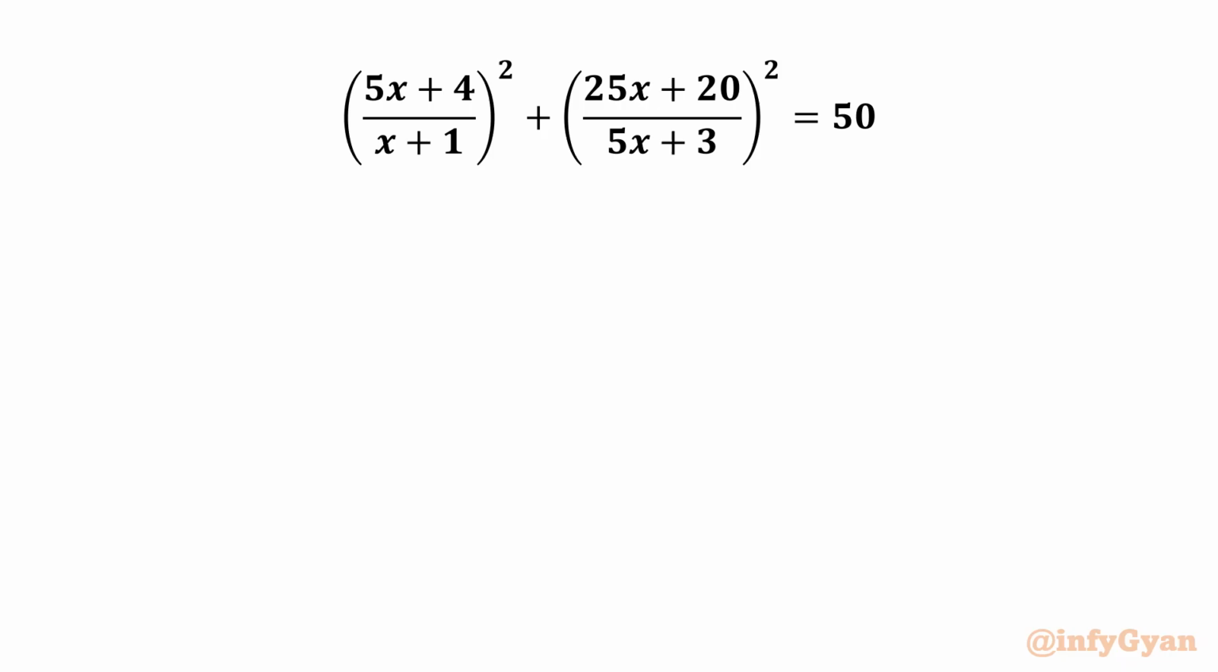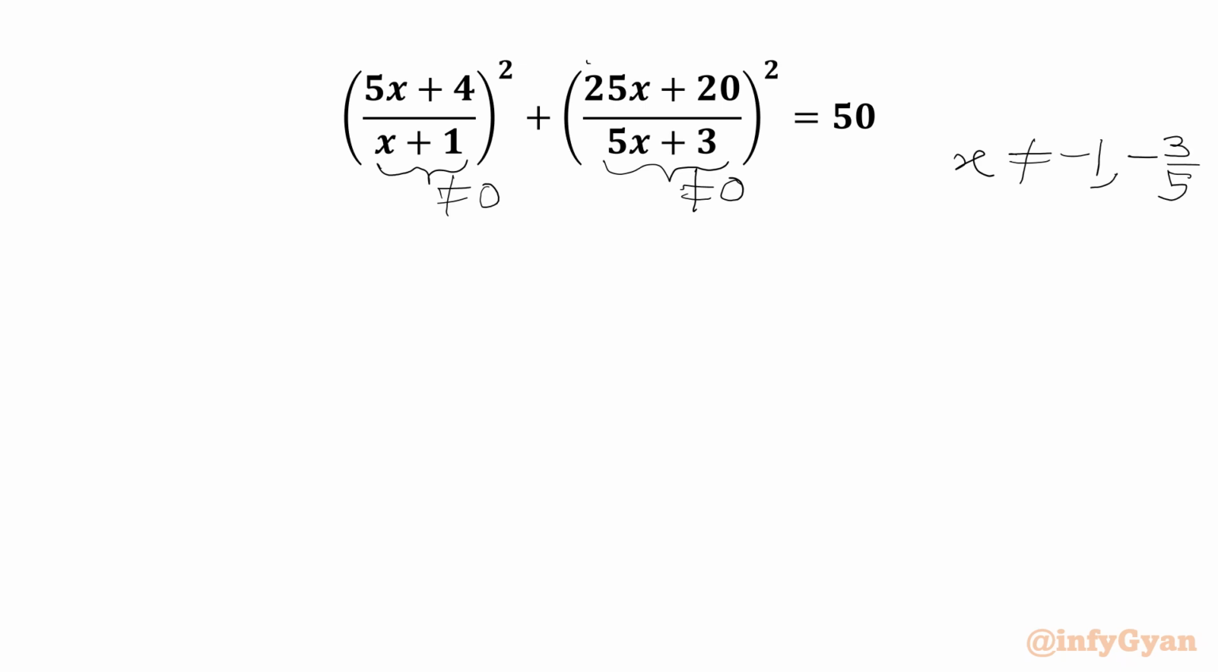Let's get started by writing our denominators cannot be 0. So we can get x cannot be equal to negative 1 and x cannot be equal to negative 3 over 5.